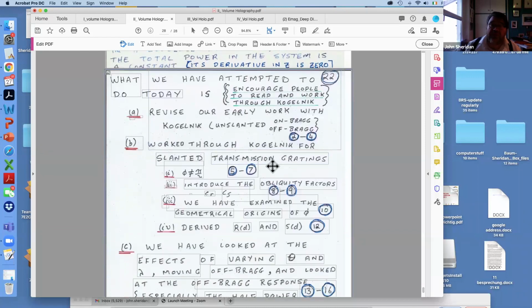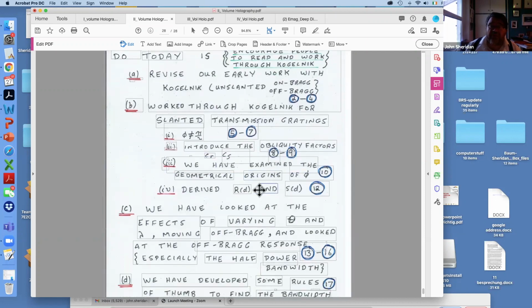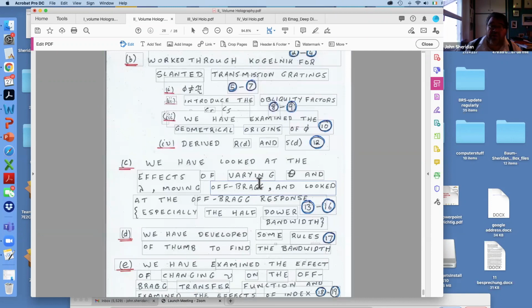So what we've done today is we've encouraged people to read and work through Kogelnik and to look at Syms. We've revised the early work with Kogelnik, talking about slanted gratings, and we've emphasized this idea of on-Bragg, off-Bragg, and these nice little rules. We worked through Kogelnik, so we repeated ourselves here, just to get people used to the mechanism of what's going on. For slanted transmission gratings, and we've talked a little bit about reflections, we've introduced obliquity factors.